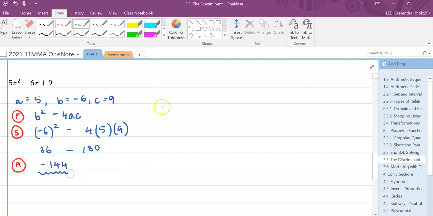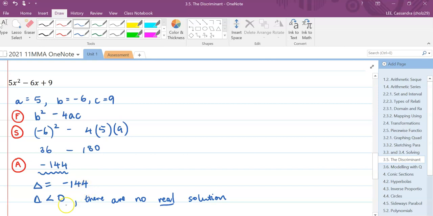All right, so 36 take away 180 is going to be negative 144. So the value of my discriminant, so we're going to use this triangle, is going to be equal to negative 144. And as my discriminant is less than 0, there are no real solutions. If you're familiar with complex numbers, then you can probably tell that if I was going to find these roots, the square root of negative 144 is going to be equal to positive or negative 12i.